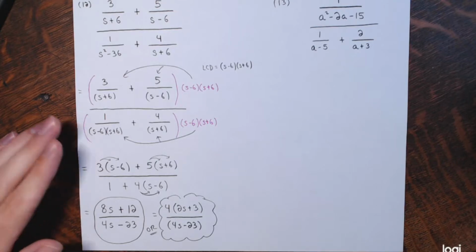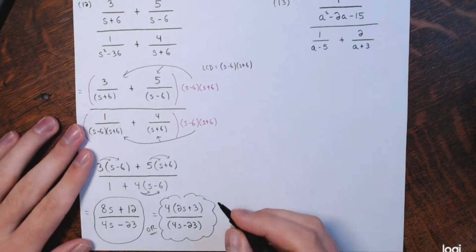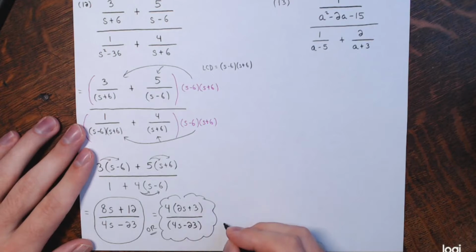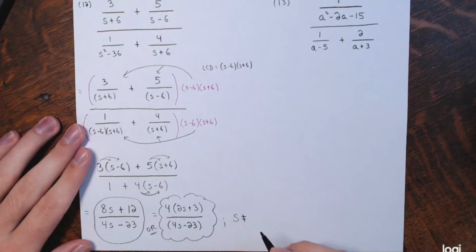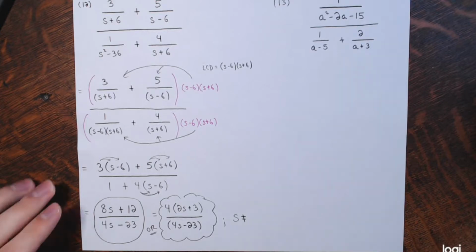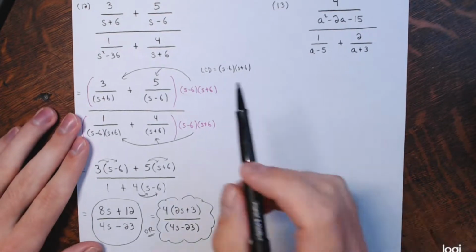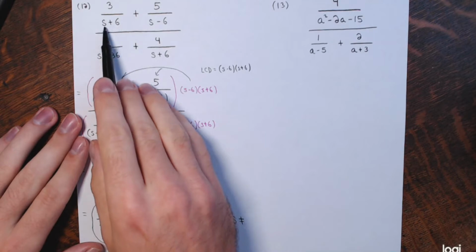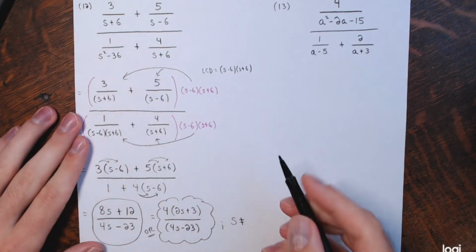All right, and then as with all the other problems, I'm going to list off to the side the values that the variable s can't take. And just remember, you don't want any denominators to be 0, because that'll be dividing by 0, which is undefined. That's bad. So looking at all the denominators here, I'm seeing s can't be negative 6, it can't be positive 6.